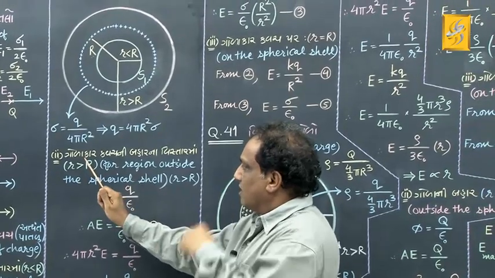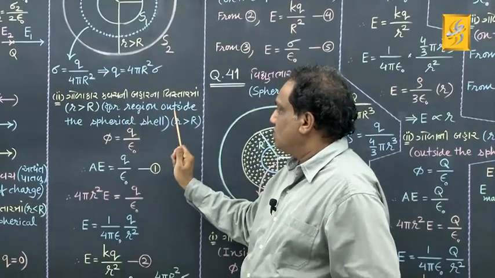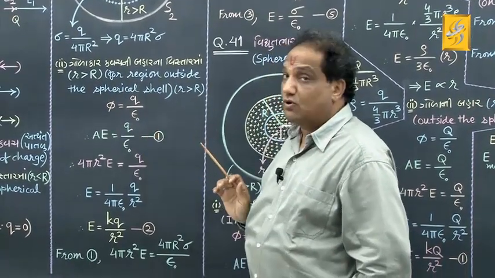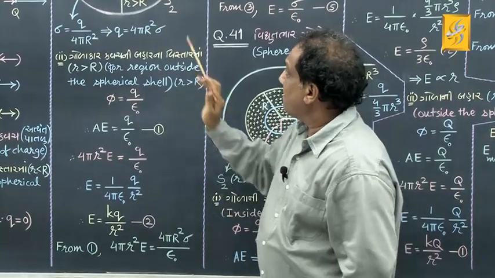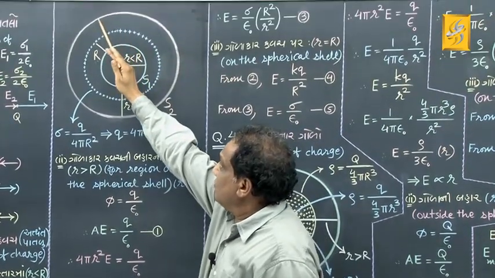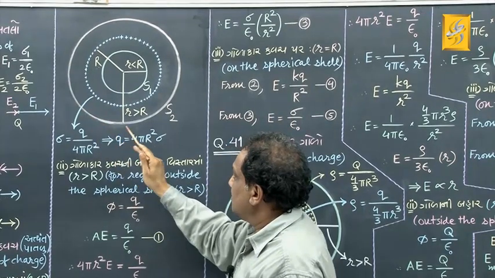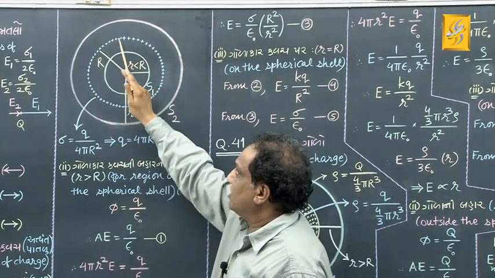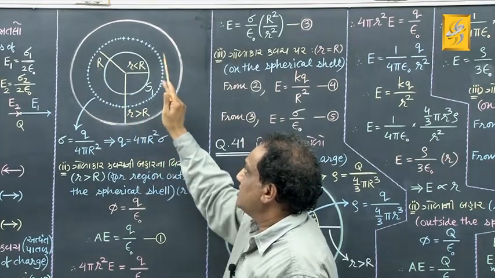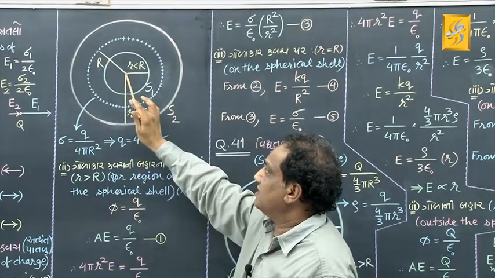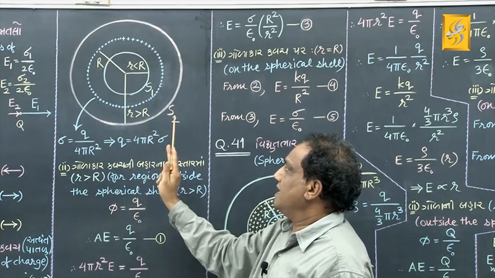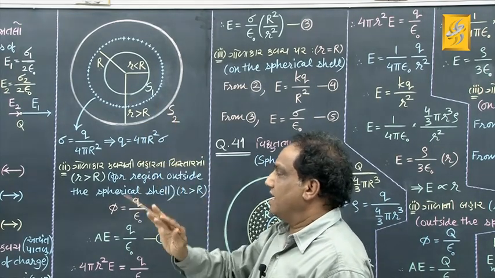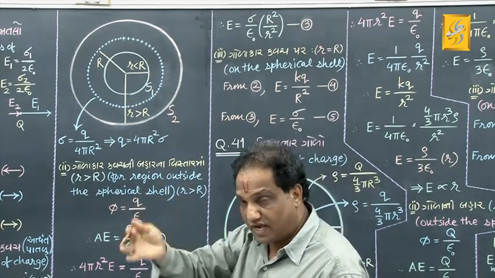Now we talk about the region outside this spherical shell. Consider one bigger spherical Gaussian surface which is concentric with the given spherical shell of charge, so they have their common center at this very point. Let it be S2. And now apply Gauss law for that.